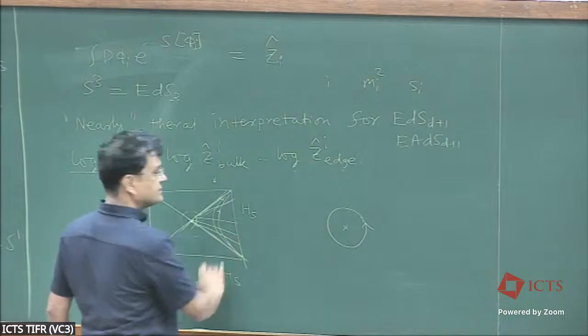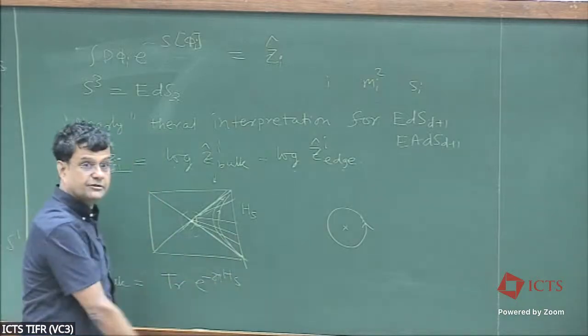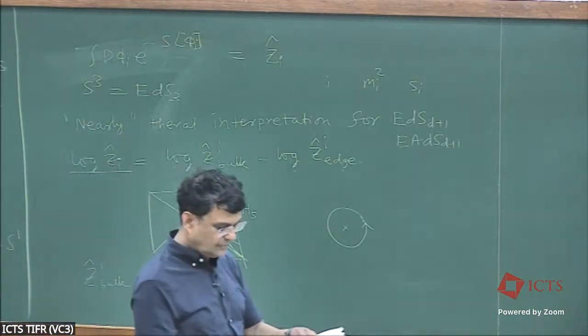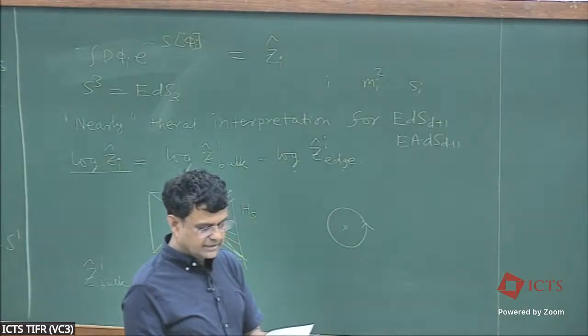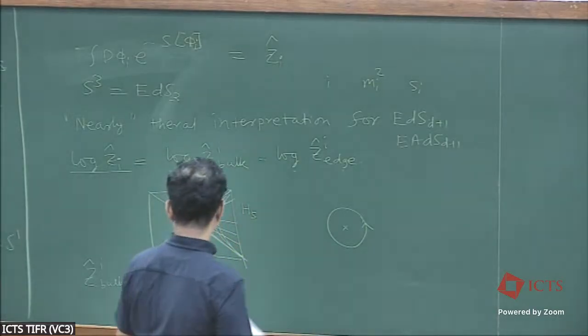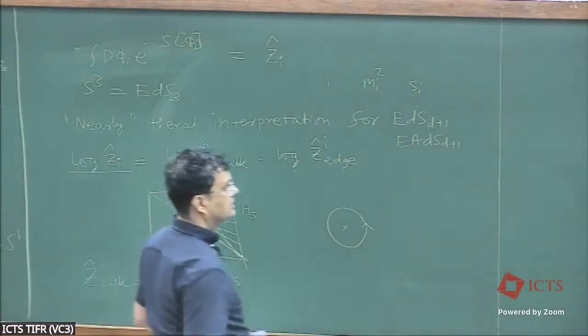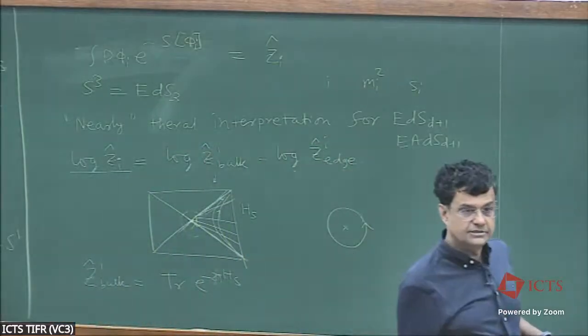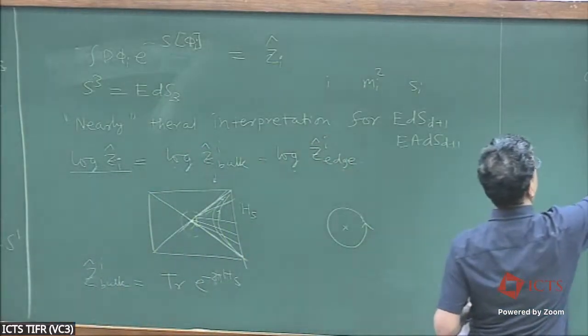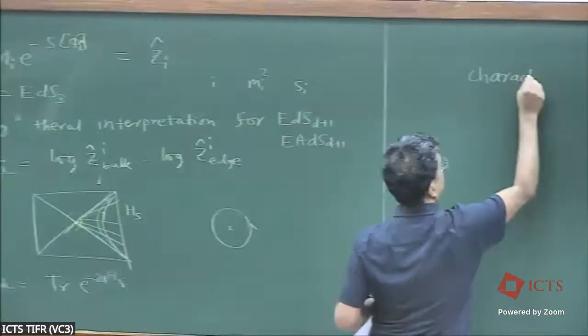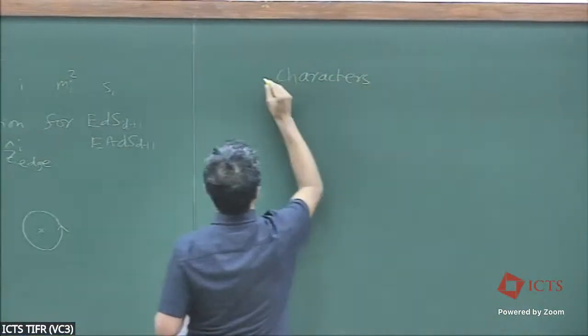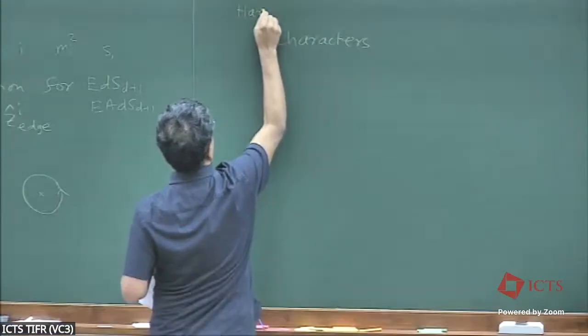Yes, it's only for the static patch using this particular Hamiltonian. But the nice kind of magic is that you can write both of these quantities in terms of some characters of the de Sitter group. So it's like group theoretic. These are called actually Harish-Chandra characters.